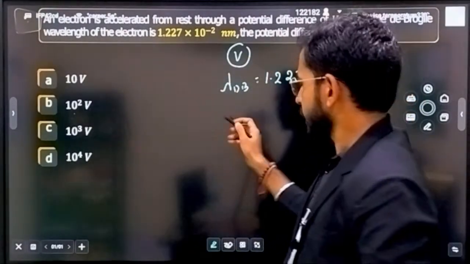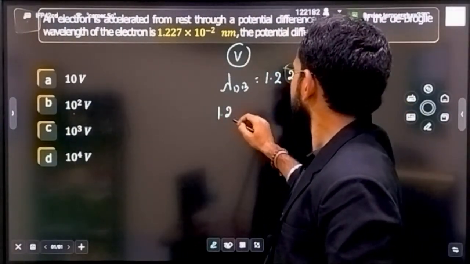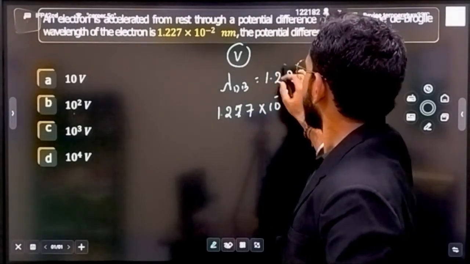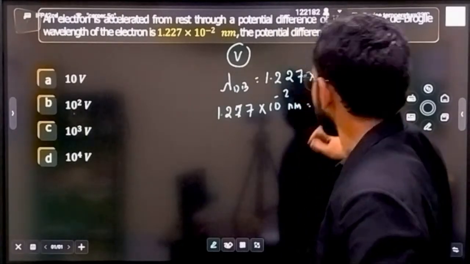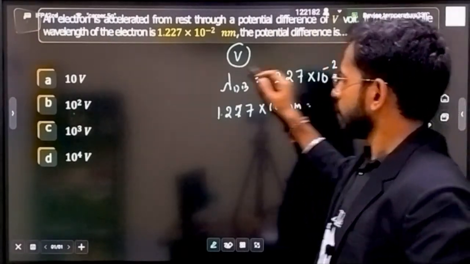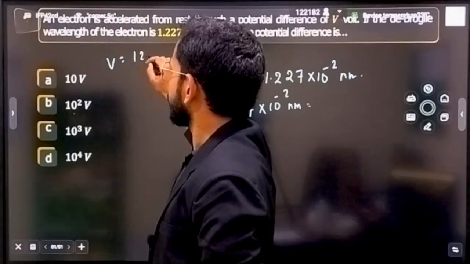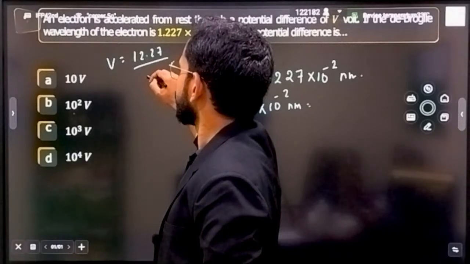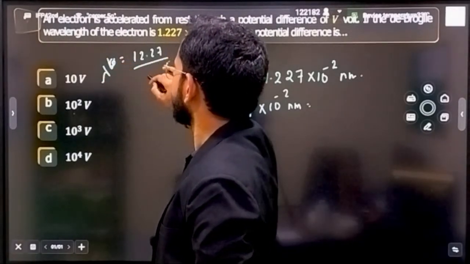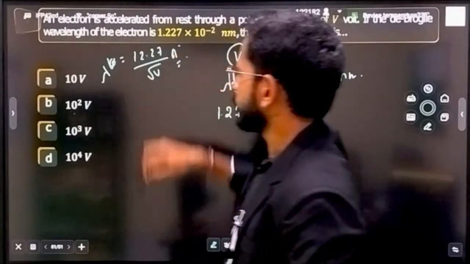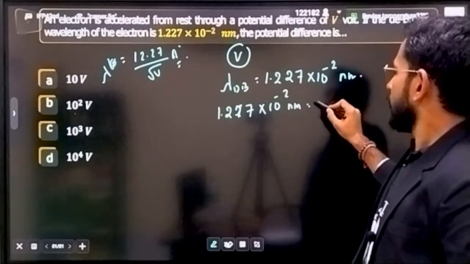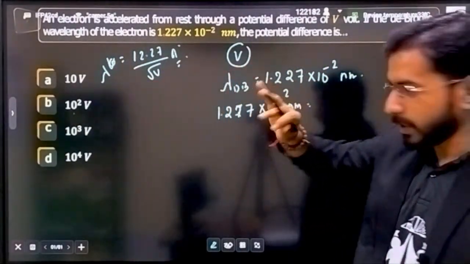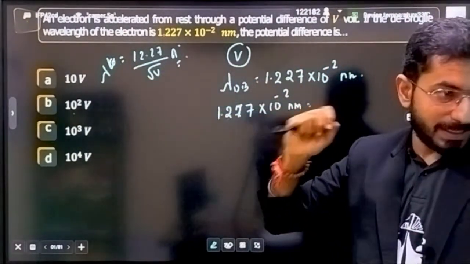Let's see, what can you do? I don't know, you tell me. 1.227 into 10 power minus 2, and this is in nanometer. And here what you can write, I have told you recently a formula: the de Broglie wavelength equals 12.27 divided by root under V, that was in angstrom. Don't write electron volt there, you have to write in terms of volt only, not electron volt. If by mistake I have written it, then change it from the last slide.